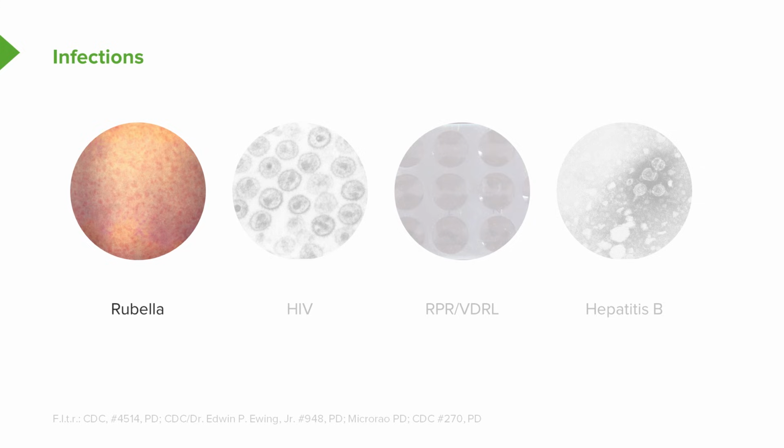So it is recommended we screen to determine if a patient is rubella immune or non-immune in the first trimester. Unfortunately, if they're non-immune, we're still not able to give the vaccine until after the delivery.